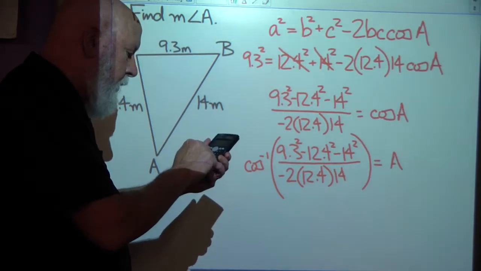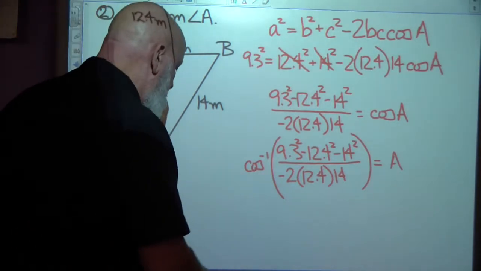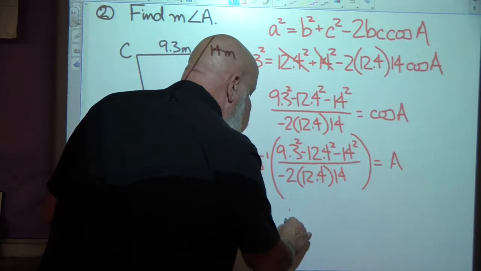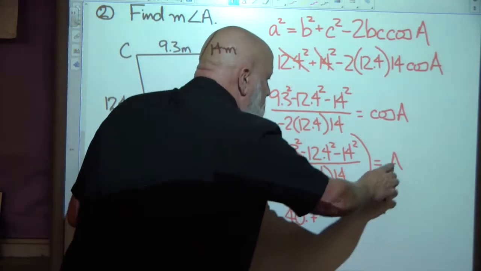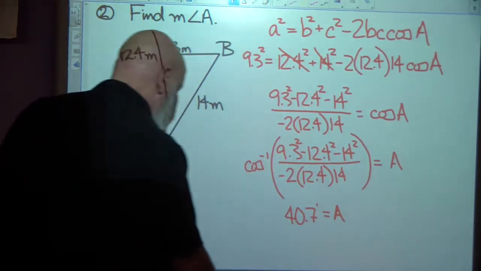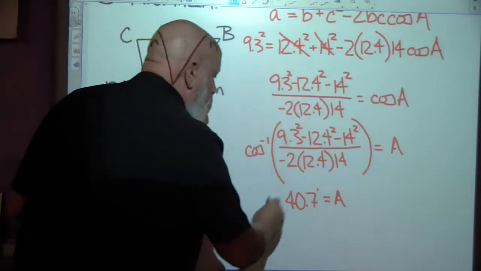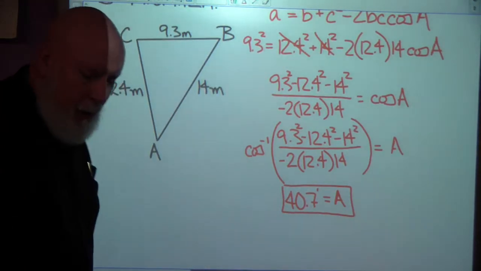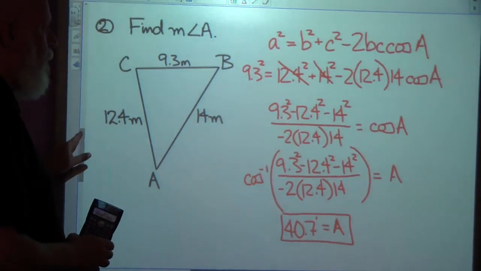For the moment of truth. 40.688 approximately, and I'm going to round that to 40.7. That's the measure of angle A, so it's going to be degrees. Let's scooch that down a little bit. So, there we go. And I think that was, yay! So I got it all in the calculator correctly.